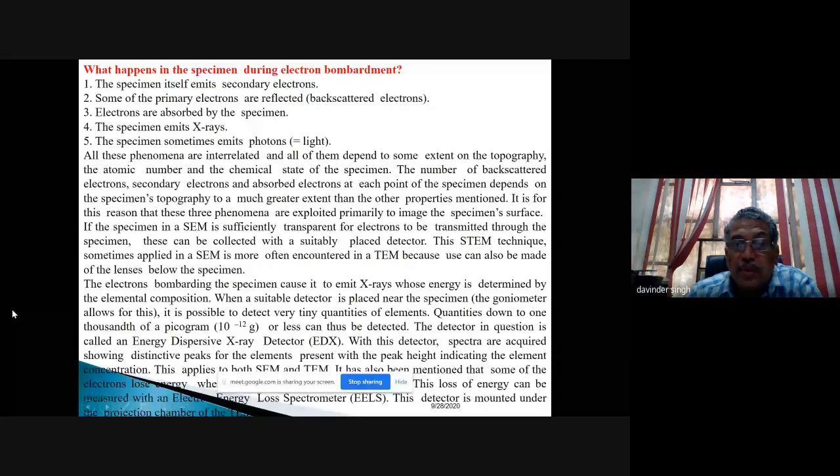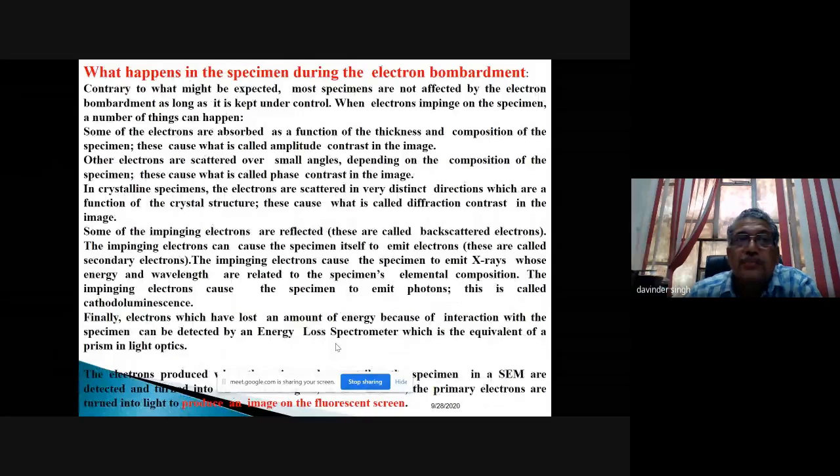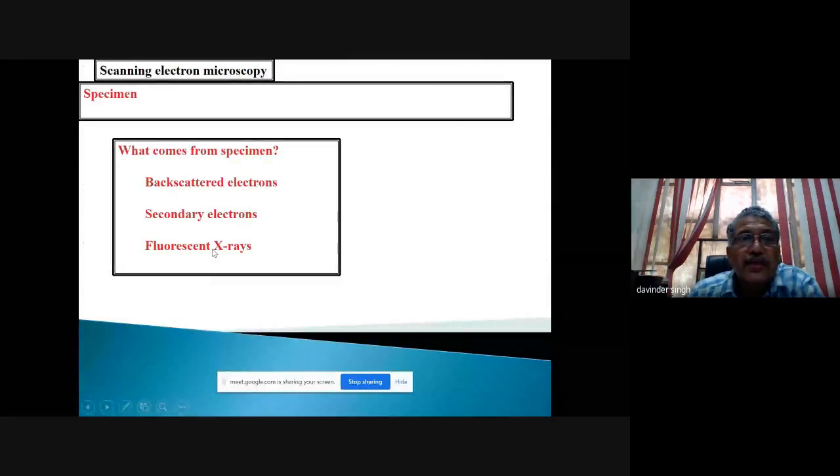So these electrons bombard the specimen and cause it to emit X-rays also, and with those X-rays we have the energy dispersive X-ray detector, which can give you the elemental analysis of the materials. Okay, so it is just contrary to the case of the light microscope. Maybe we are having a different approach. So I think this I can skip.